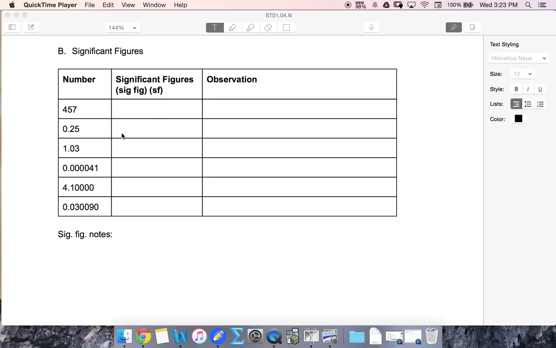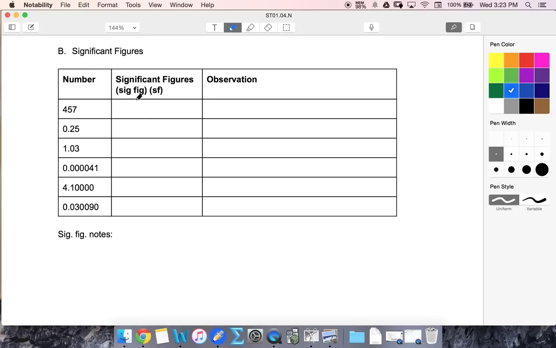Okay, so hopefully you're coming back from having guessed, and I'm just going to tell you that this first number, 457, has 3 significant figures. 0.25 has 2 significant figures. 1.03 has 3. 0.000041 has 2. 4.10000 has 6. 1, 2, 3, yep, 6. And 0.03009 has 5 significant figures.